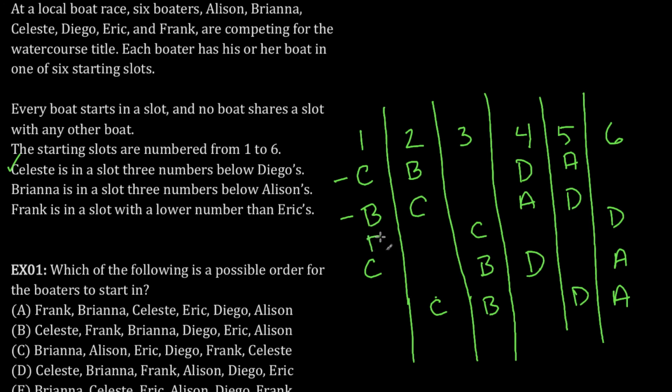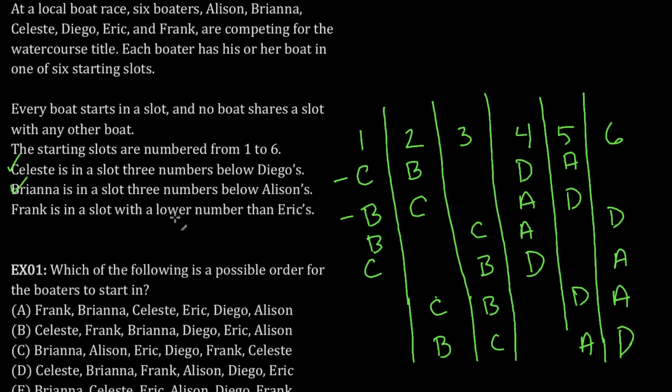If Brianna's here, Allison would be 1, 2, 3 here. But I could have not put her there. I could have put her here. Brianna here, and 1, 2, 3 here for Allison. Okay. And the rest already have Brianna in.